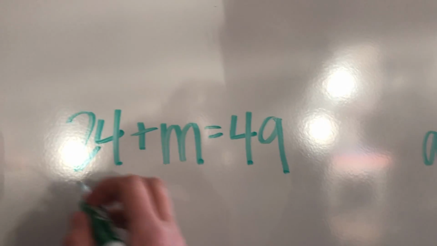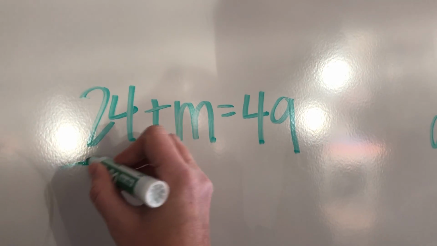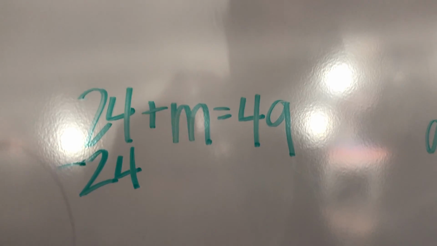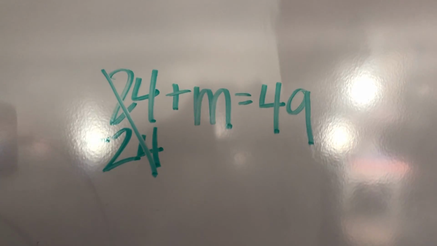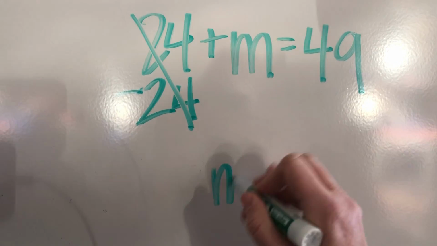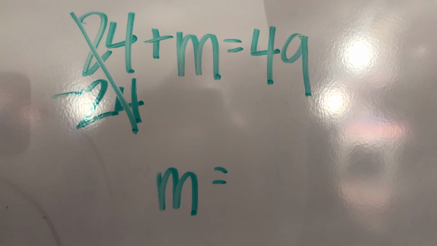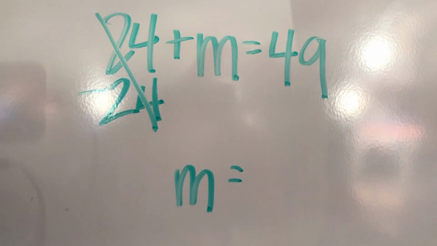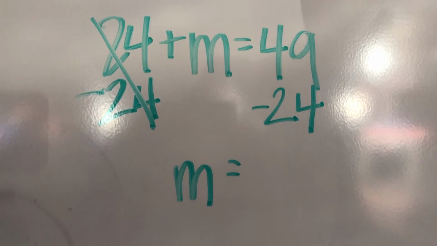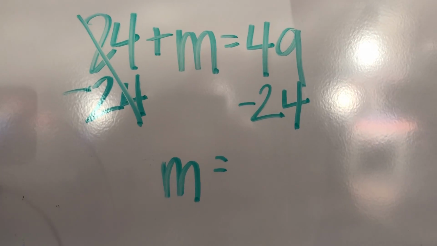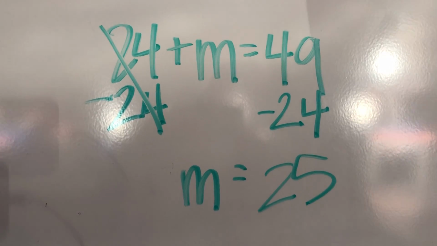To do that, we need to get rid of this 24. So to do that, I am going to subtract 24. So a positive 24 and we subtract 24, those now cancel out. Now m is by itself on this side. However, taking a look at yesterday, our properties of equality. If we subtracted 24 on this side, we have to do the same thing over on this side. And our 49 minus 24 equals 25. So in this case, m equals 25.